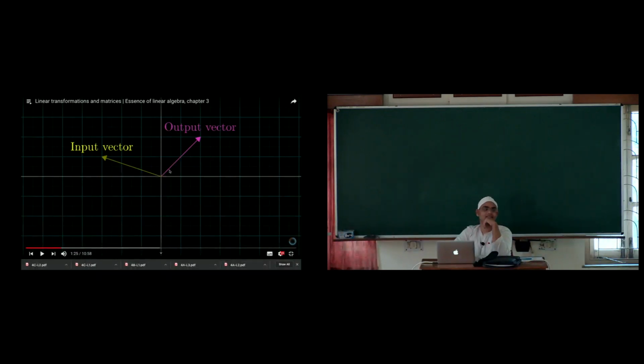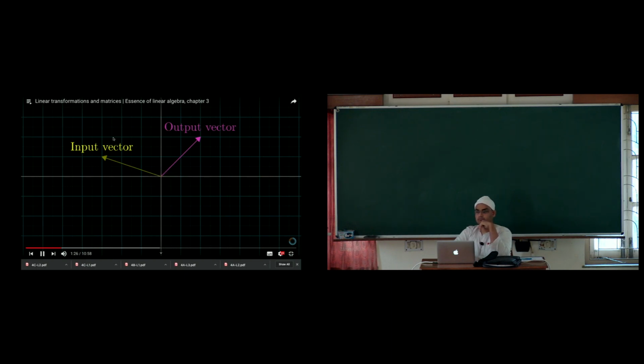This case again, 2 cross 1. X and y coordinate, that is all you need of this point, this particular point. Okay? And the output is going to be another vector, another matrix of 2 dimension again, 2 cross 1.